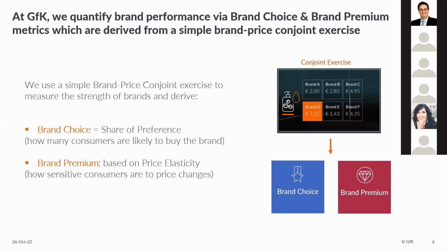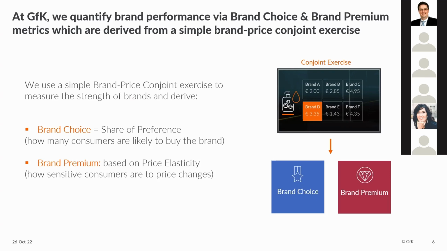In our brand tracking work at GfK, we're now using a very simple brand price conjoint exercise where we ask respondents in a survey setting to evaluate different brands on screen, which are shown at their relative prices. We ask them, which brand would you buy? Then we iterate the respondent through multiple screens. On each screen, we're showing a different set of brands, and we're varying the price as well. On each screen, we're asking them which brand they would buy.